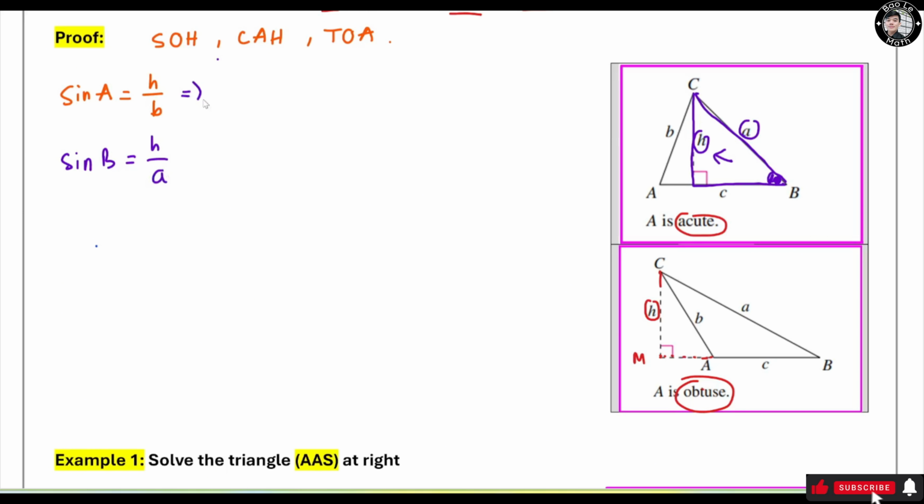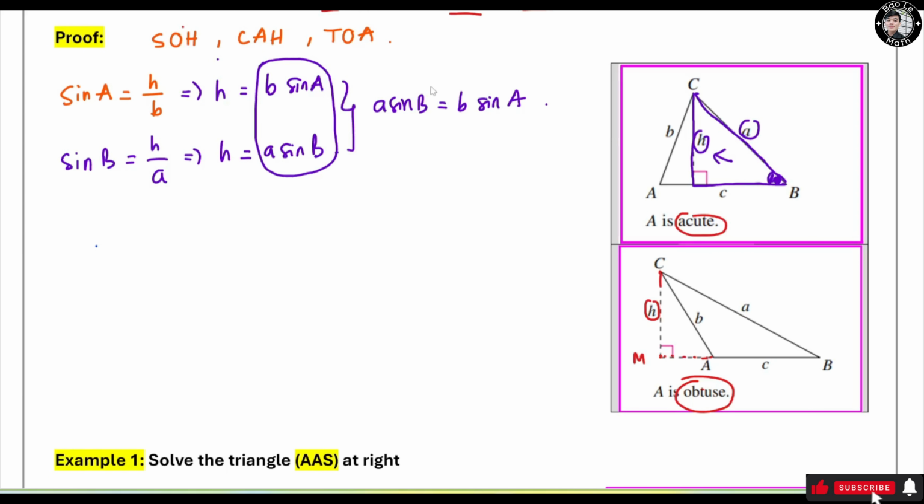Now, from the first one right here, I'm going to solve for h. So I'm going to multiply both sides by b. It's going to be h equals b sine A, right? And this one, h equals a sine B, right? So then, by the transitive property, I can conclude that these two should be the same. Now, I'm going to divide both sides by sine B and divide both sides by sine A. So does that mean I have a over sine A equals b over sine B, right? So I leave this one over here.